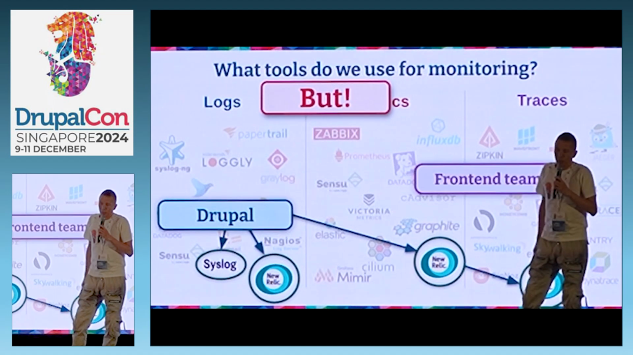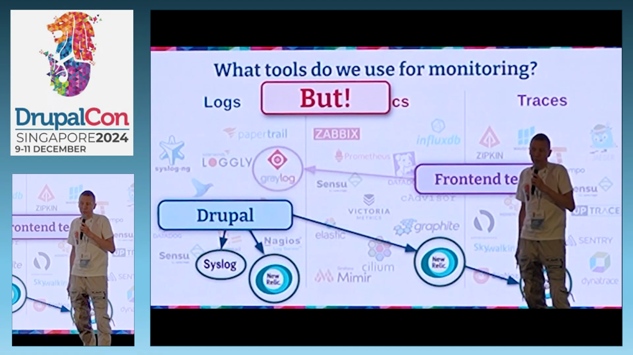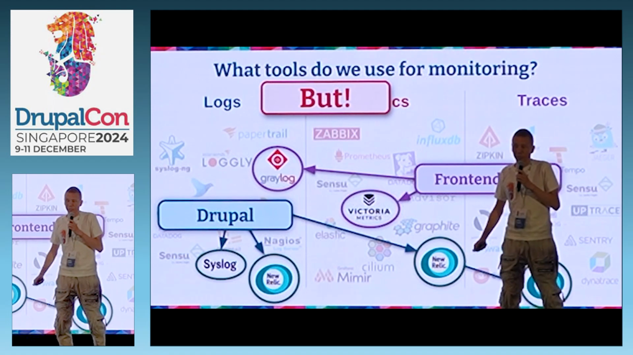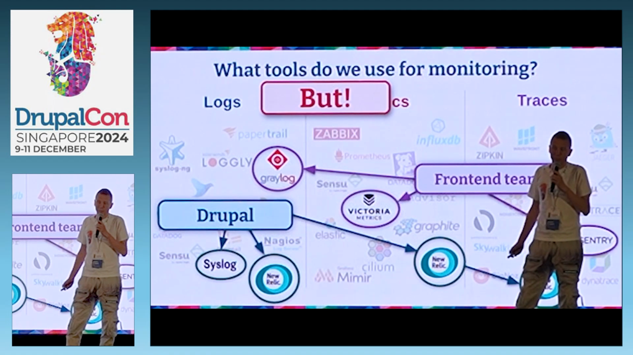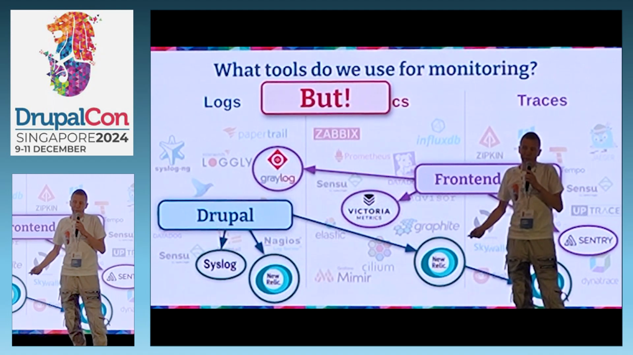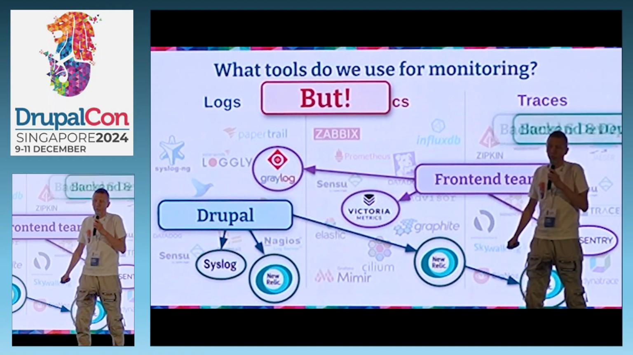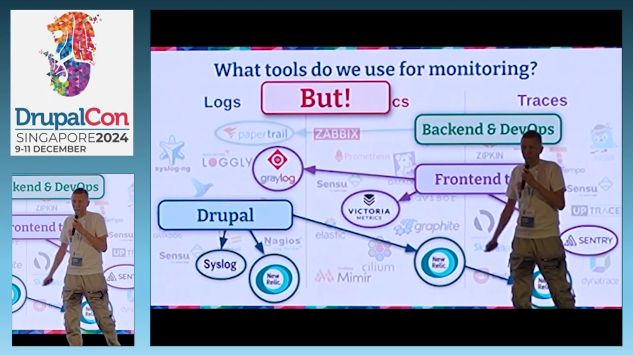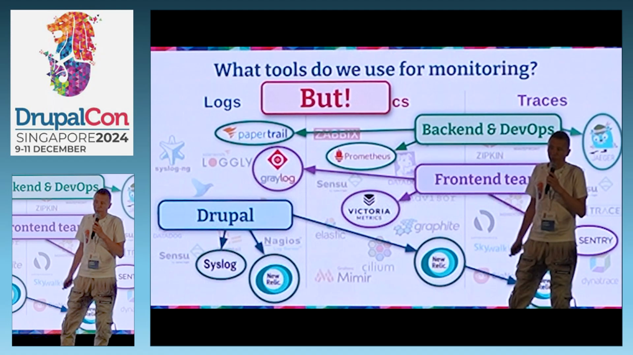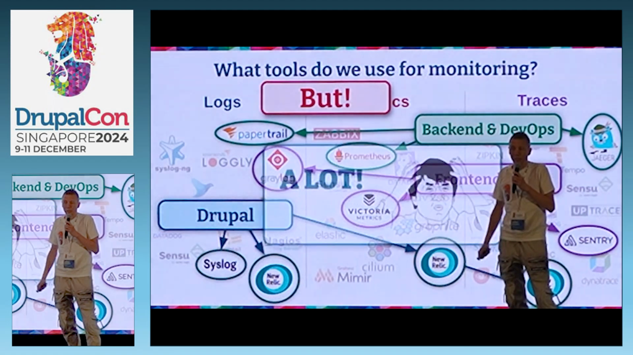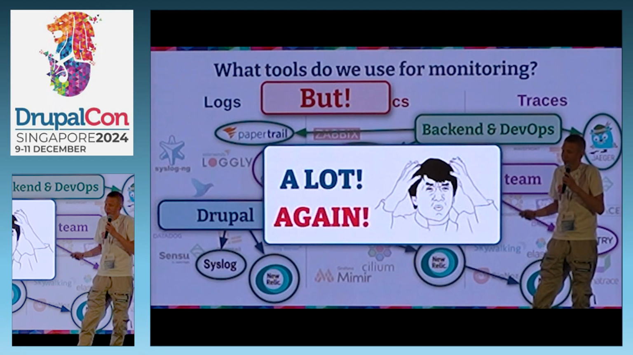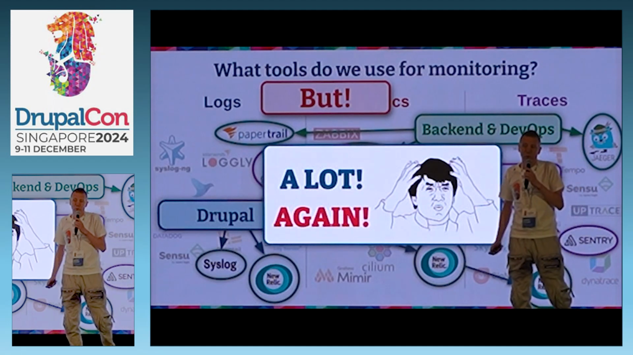But your front-end team probably will use not New Relic, but something like Graylog for logs, Victoria Metrics for metrics, and Sentry for traces, because they have libraries that integrate their framework with JetBrains, not with New Relic. And your backend and DevOps team can use Papertrail for logs, Prometheus for metrics, and Jaeger for traces. And again, we have a lot of brands and a lot of places where we should look for the information.